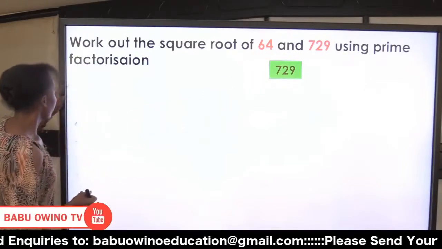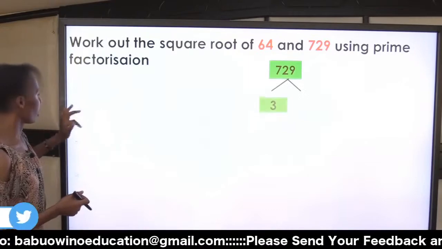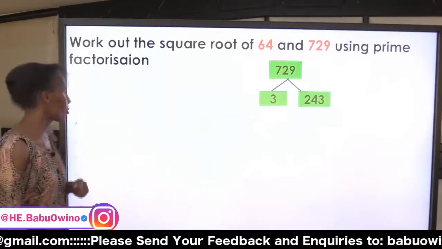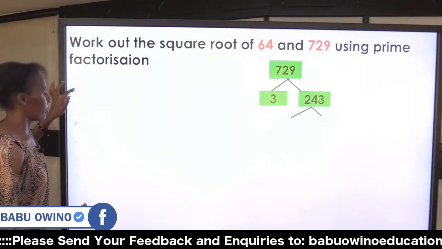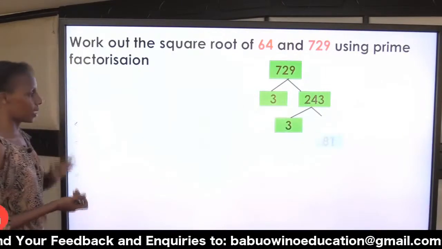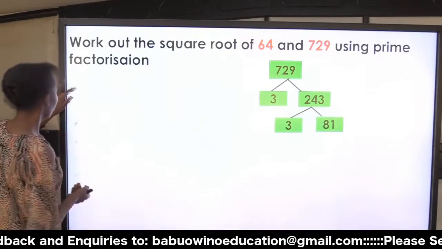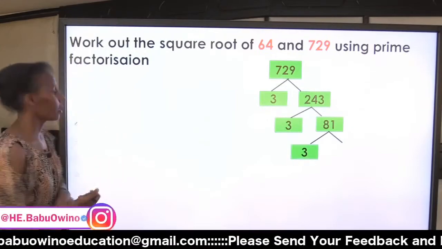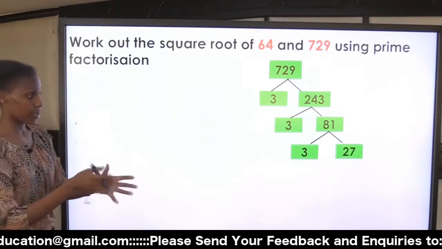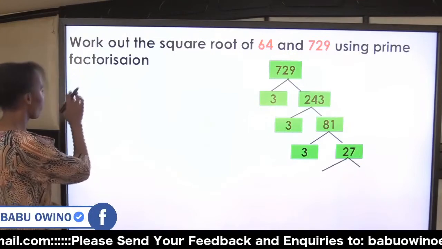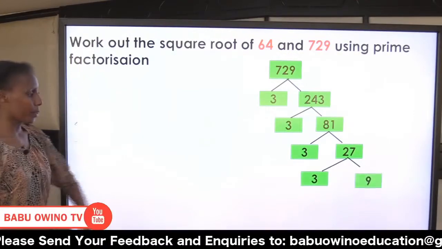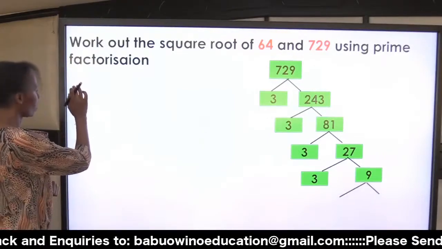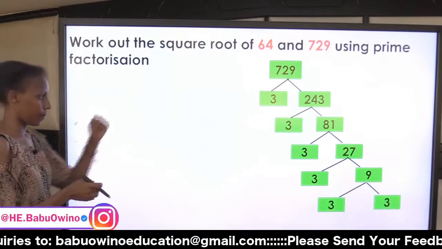729. We shall start with 3, because it cannot be divisible by 2, we get 243. Then we divide further by 3, we shall get 81. Again, when we divide by 3, 81 divided by 3 is 27. Our 27, when you divide by 3, you will get 9. The 9, when you divide by 3, you get 3.